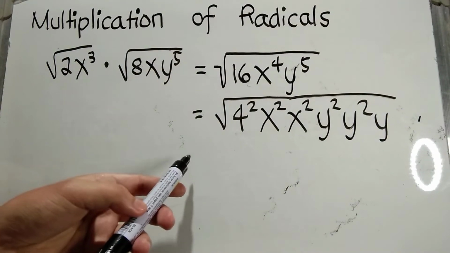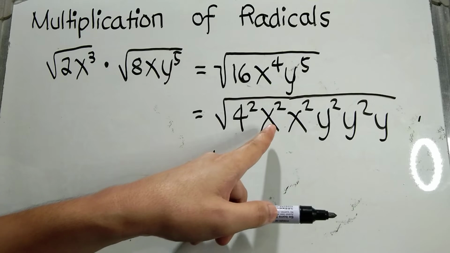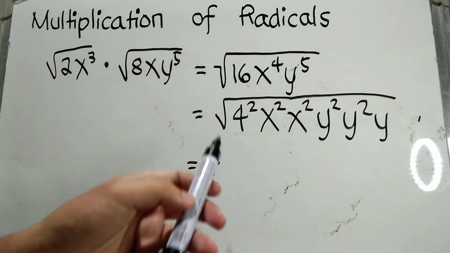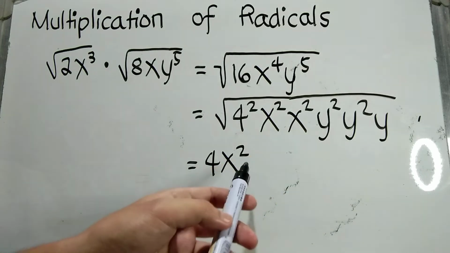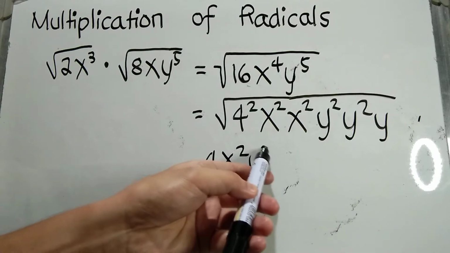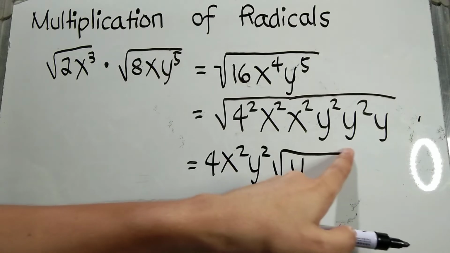So letting out 4 from the radicand, and we have also 2 x's, so it means that we have x squared. And then 2 y's, meaning you have y squared. And what remains here is the y.